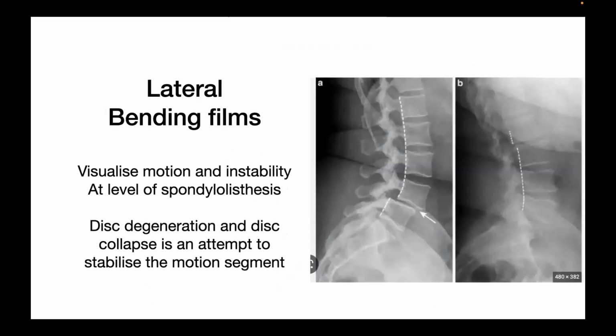In these patients, lateral bending films are taken just to visualize the motion and instability at the level of spondylolisthesis. Disc degeneration and disc collapse are common at the level of spondylolisthesis because it is an attempt to stabilize the motion segment.